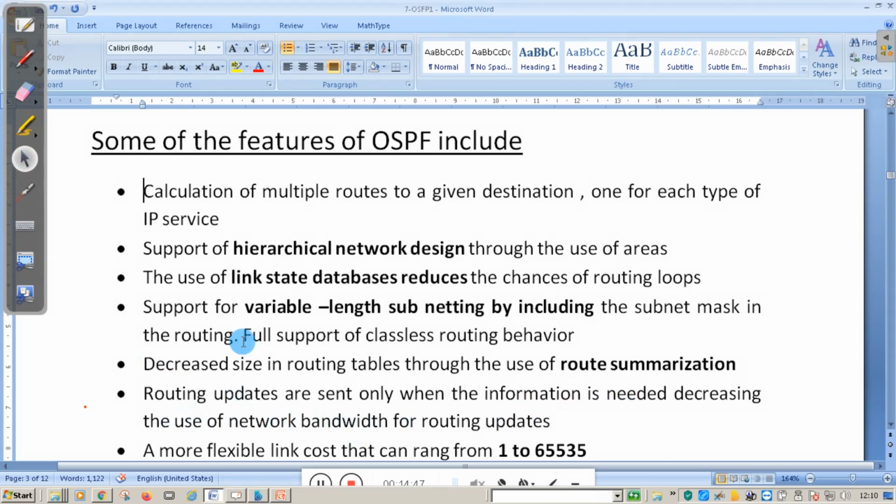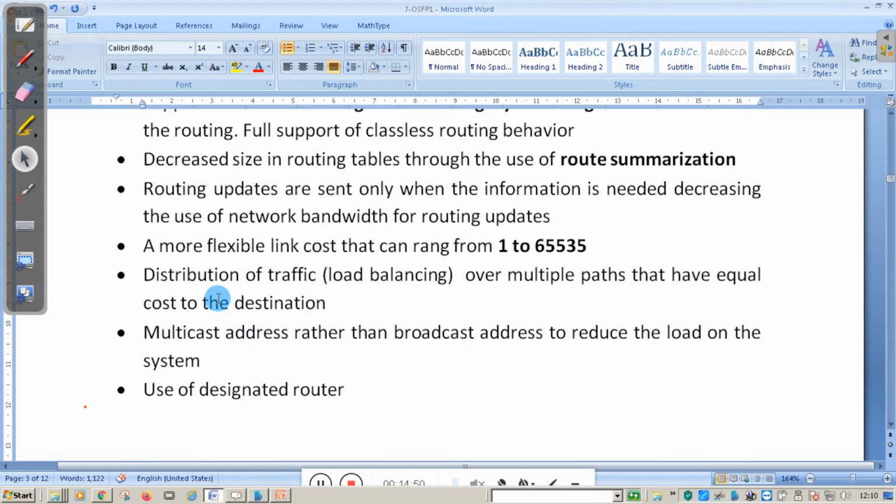So the next one is that it will use a metric called cost, which is a more flexible metric. And for distribution of traffic, OSPF will support load balancing over multiple paths, and OSPF will use a multicast address rather than a broadcast address to reduce the load on the system. So in OSPF, the routing updates are sent by using multicast. Link state advertisements are sent by using a multicast address rather than the broadcast address. A multicast address is nothing but sending an update to a group of addresses.